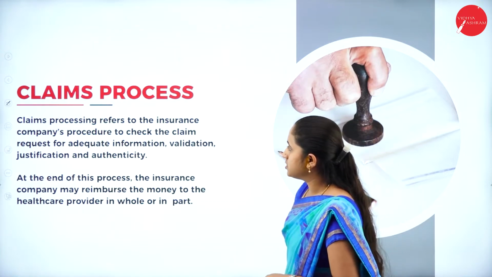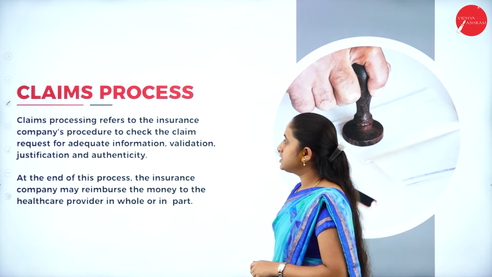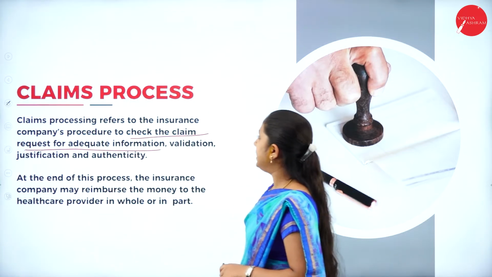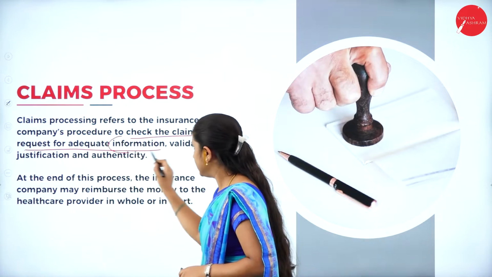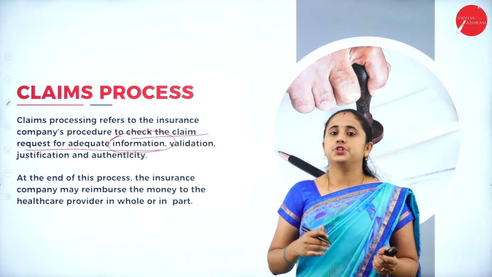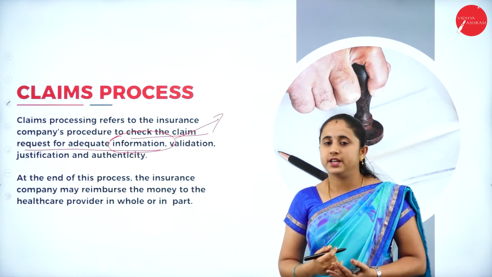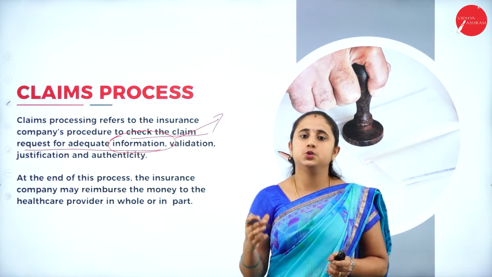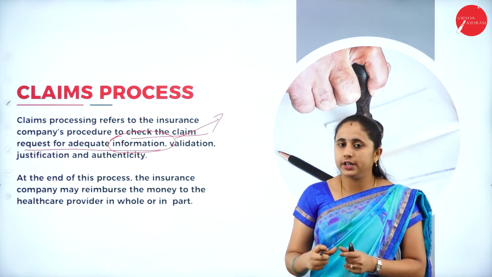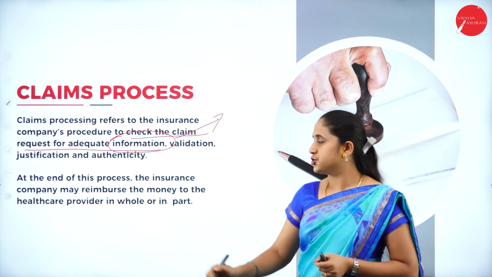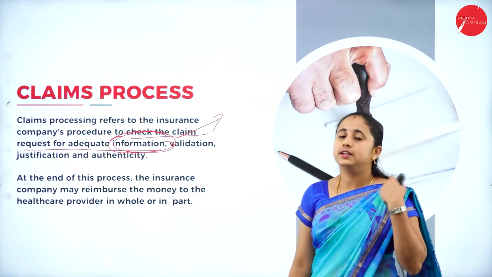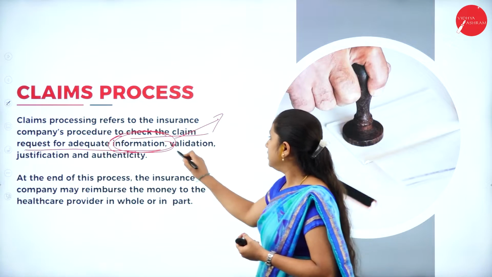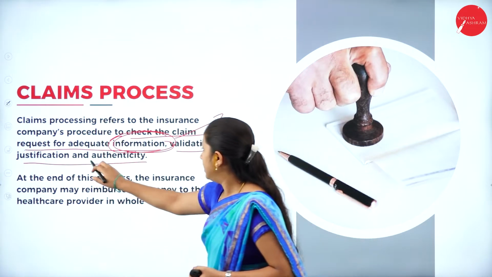Last unit, claims process. Claim processing refers to the insurance company's procedure to check the claim request for adequate information. You should understand the information in the insurance. Before taking any insurance, first you need to get all the information and read it carefully, and only then make a decision. So you need to analyze the information and study the claim procedure, then validation, justification and authenticity.